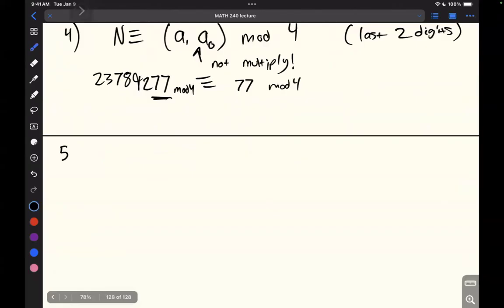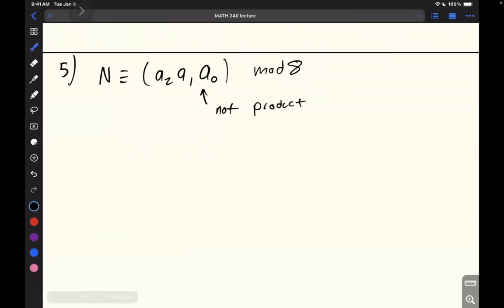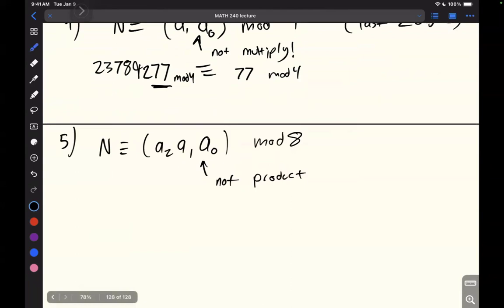And then our final thing, we're out of time, sorry. This is the last thing: n is equivalent to a_2, a_1, a_0 mod 8. Again, this is not a product. We take the last 3 digits of a very big long number, and that tells us its modulus with regard to 8.